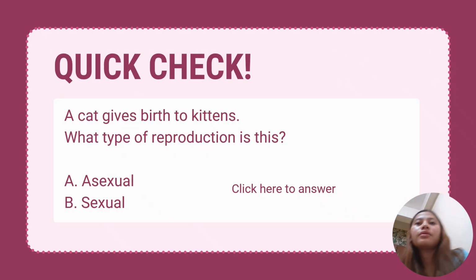So let's have a quick check. A cat gives birth to kittens. What type of reproduction is this? A, asexual, B, sexual. Just click here to answer. I'll give you 10 seconds. Okay, I now have your answers, and everybody got the correct answer.